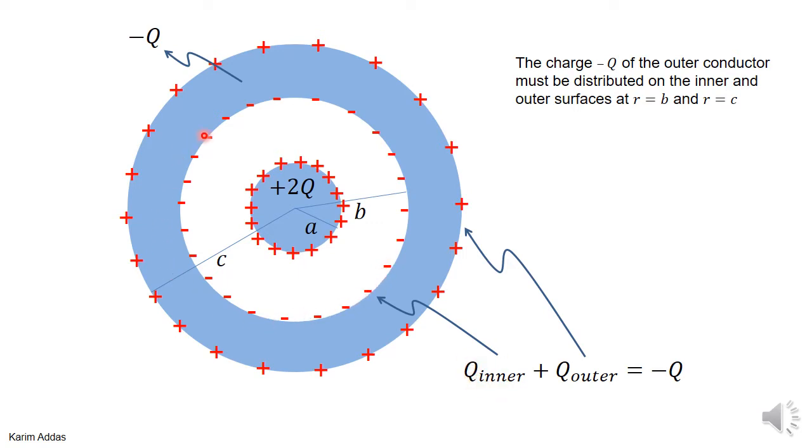This charge is Q inner. And we don't know how much Q outer is. This is Q outer. But we do know that when you add them, the total charge on this outer conductor, the spherical shell conductor, has to be minus Q. That was part of the given in the problem. So all we know is that the sum is minus Q, but we don't know the value of Q inner and the value of Q outer. This is what we have to find in the problem.